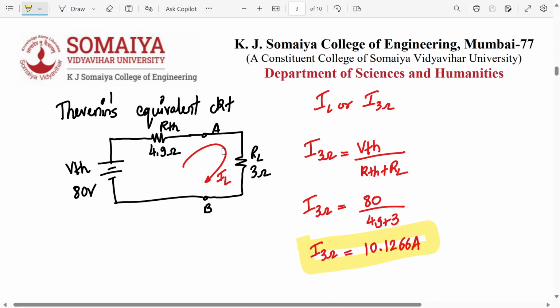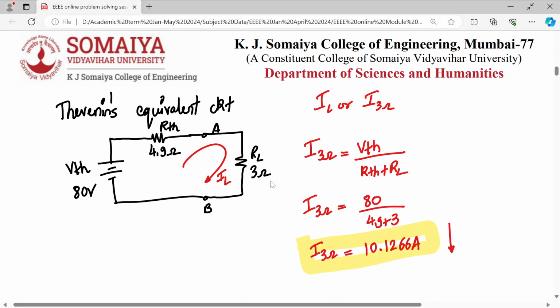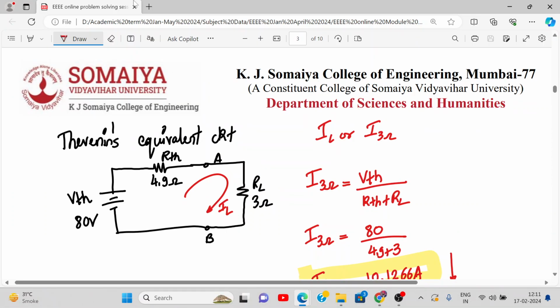So Thevenin's equivalent circuit you apply and find out the load current IL. Here the load is 3 ohms, so it will be I3 or IL, which is nothing but VTH upon RTH plus RL. You will get the answer, and current direction will be going from top to bottom. Everything all right? Correct now? Can we move on to the next question now? Yes.